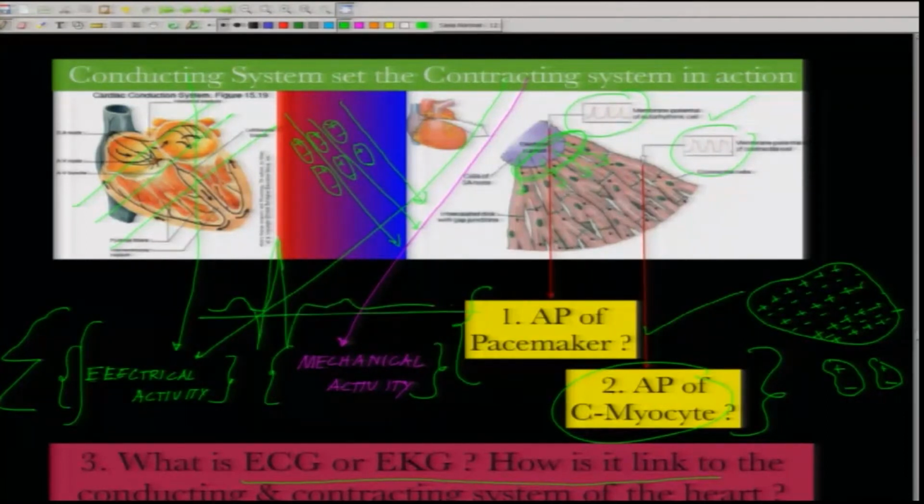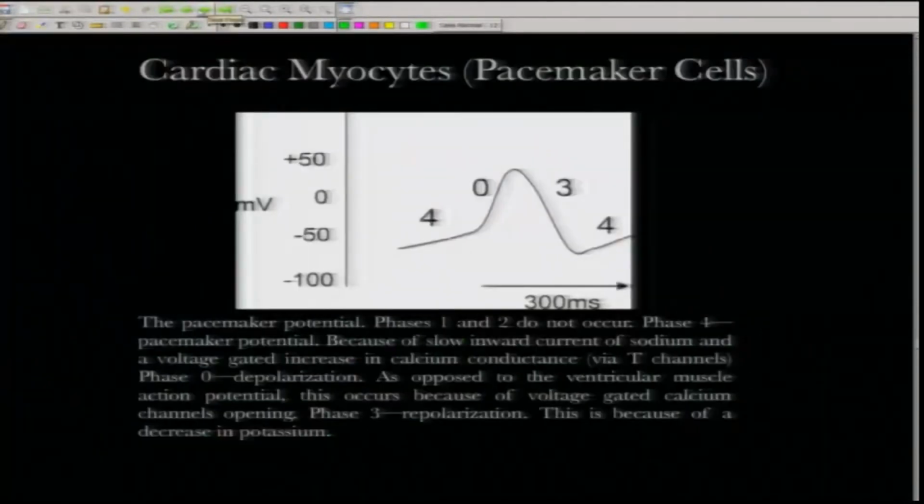the ECG. I'll come to that soon, but just before that let's look at the action potential of the cardiomyocytes. These are the different phases, which I haven't shown you. These are the 4 different phases involved. For the pacemaker potential, phase 1 and phase 2 do not occur, whereas phase 1 and phase 2 do occur in the action potential of the cardiomyocytes, which we will be dealing with.